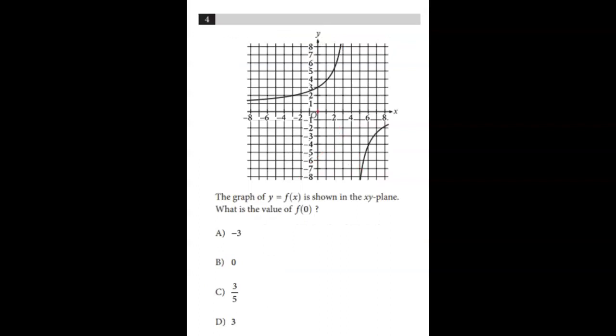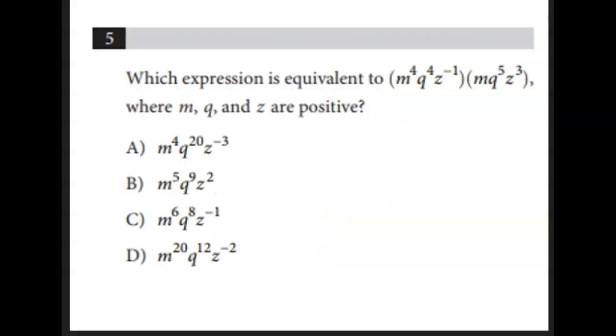All right, number four. The graph of y equals f(x) is shown on the xy plane. Okay, so this is the graph. What is the value of f(0)? So when x equals 0, what is y is what it's asking. So let's look at x equals 0, and immediately we can see that y equals 3, so the answer choice is D.